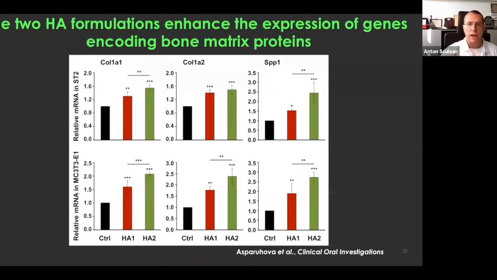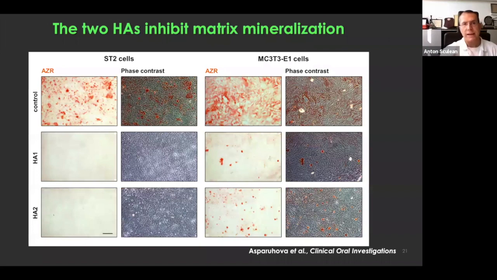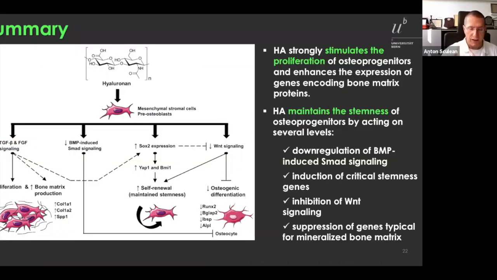And again, if you look at some expression of genes that encode bone matrix proteins, you see again a difference, indicating that we also have a certain effect on bone or precursors of bone forming cells. However, we also found out that it has an inhibitory effect on mineralization. In other words, the cells appear to maintain their stemness over time. And this is very important because it has an effect on the proliferation of those cells.